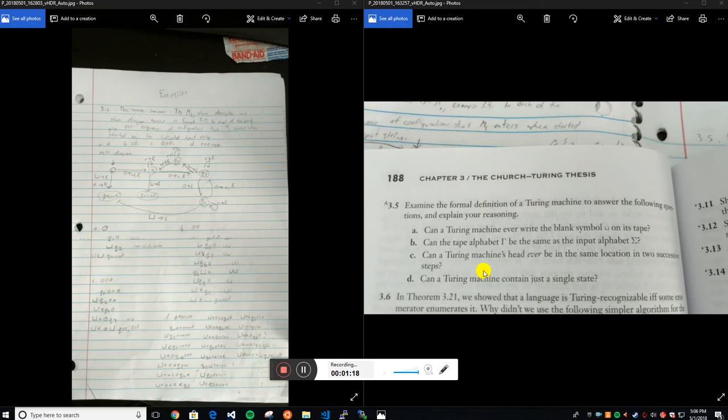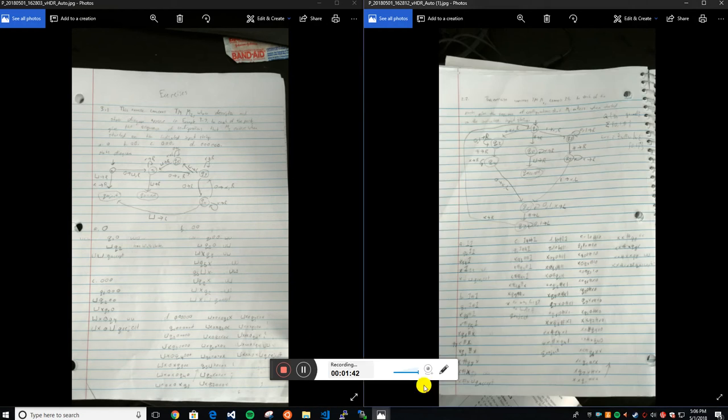And can a Turing machine's head ever be in the same location twice? It's just a bounds check saying, if I'm on the far left and I want to move left, I'll end up in the same spot. And can a Turing machine never contain just a single state? It can't, because there's an accept and a reject state, so inherently there can't be only one state. So I want to go over two of the, well, I did two of the state diagram exercises. I'll just go over one.